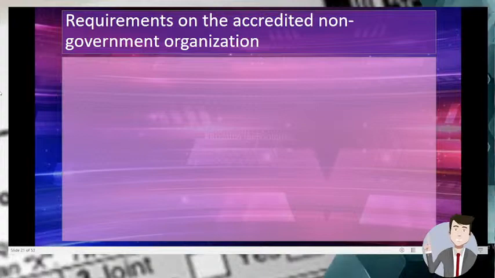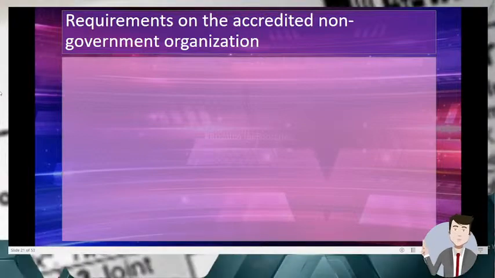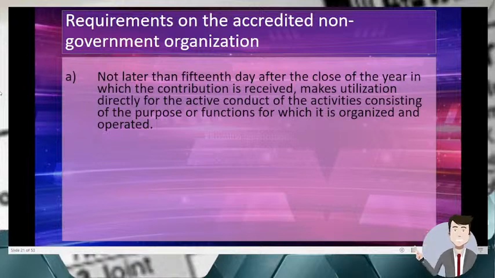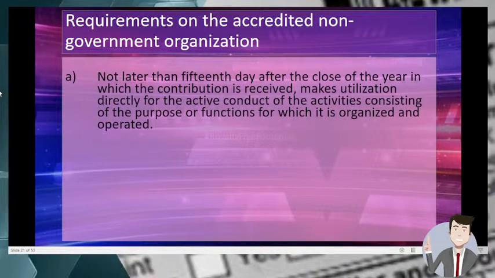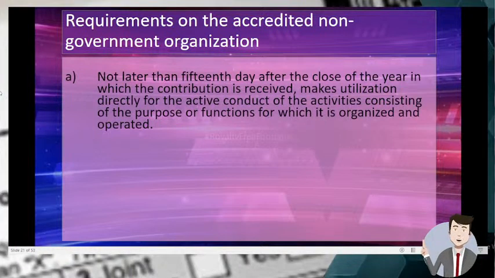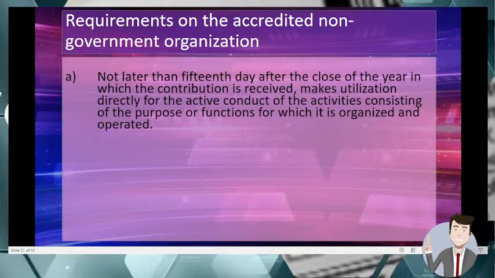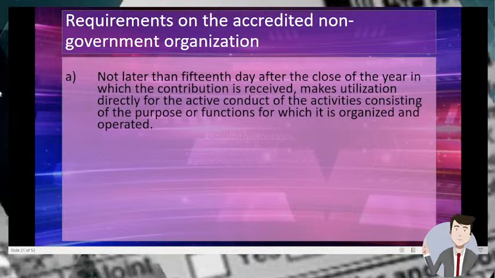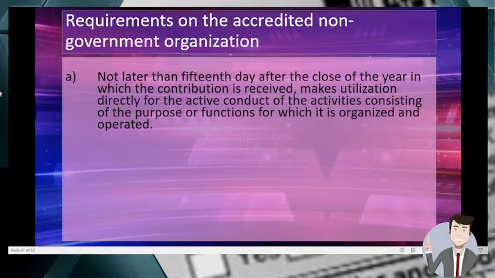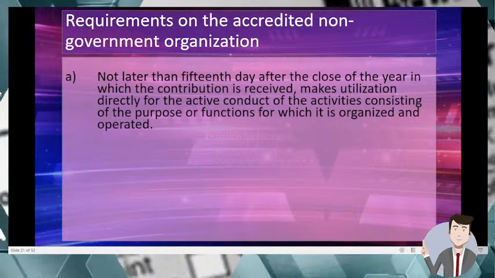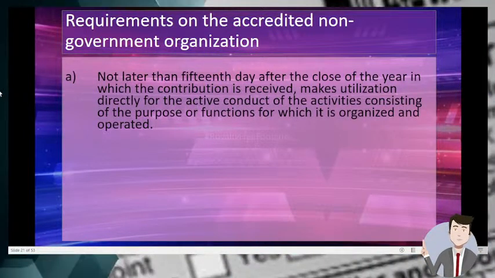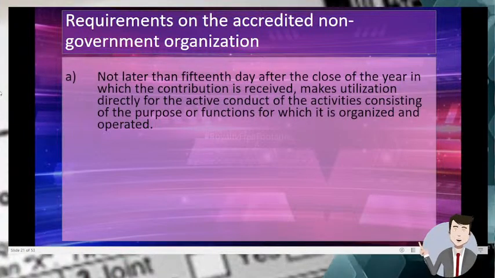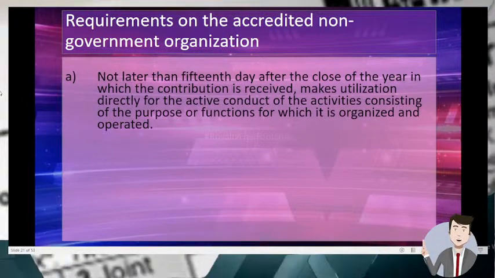So next, requirements for the accredited non-government organization. So first, not later than the 15th day after the close of the year in which the contribution is received, it makes utilization, so within 15 days only, directly for the active conduct of the activities consisting of the purpose or function for which it is organized and operated. So as I mentioned earlier, the contribution should be utilized for the purpose of those activities within 15 days.